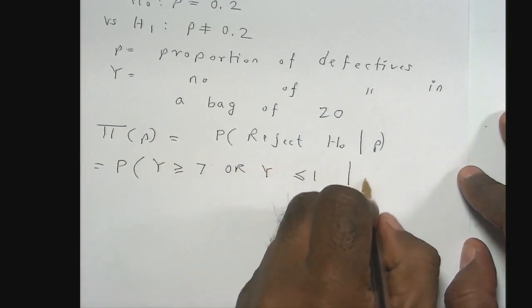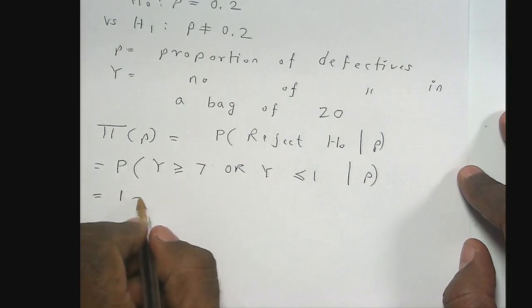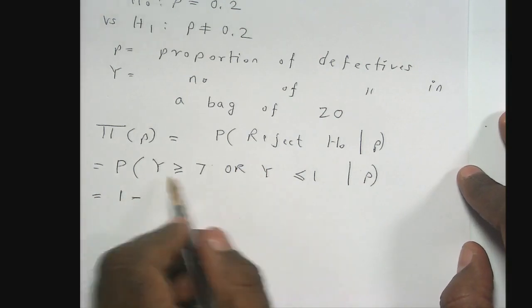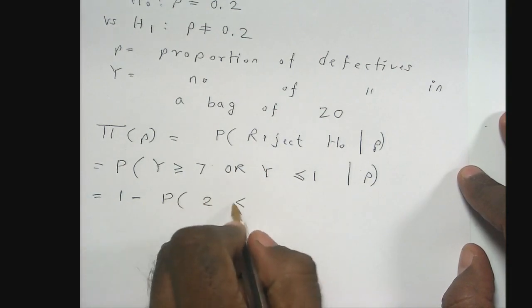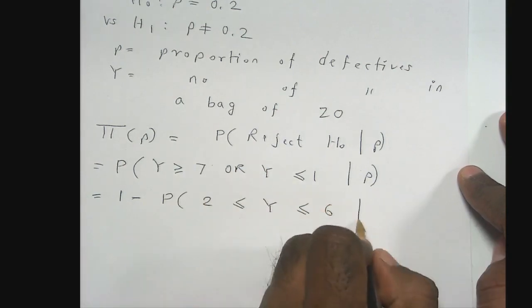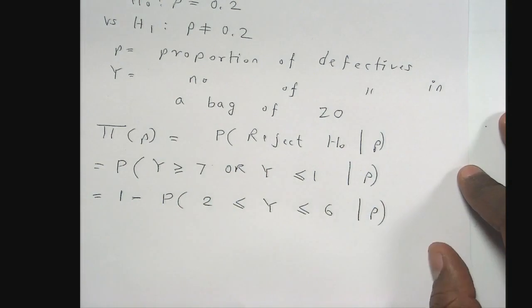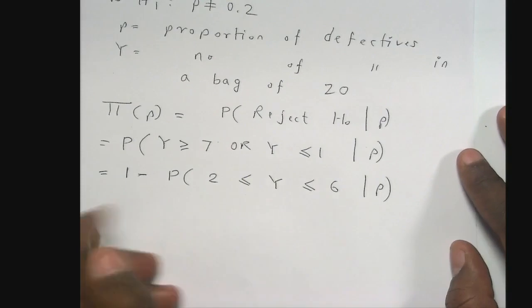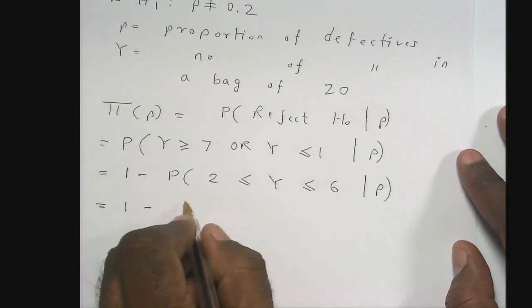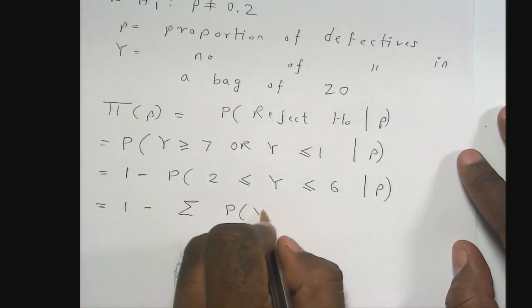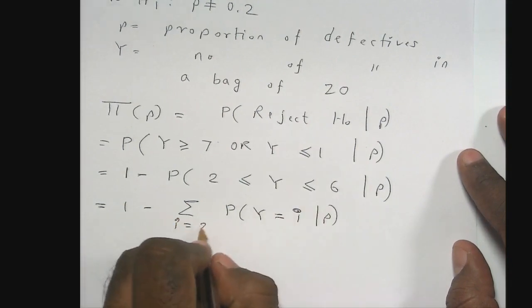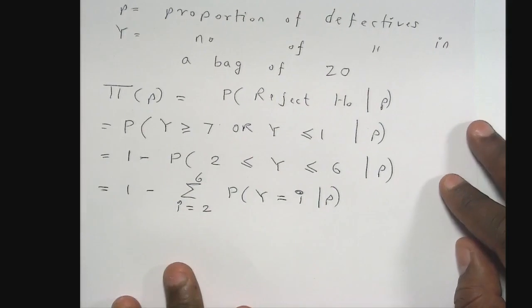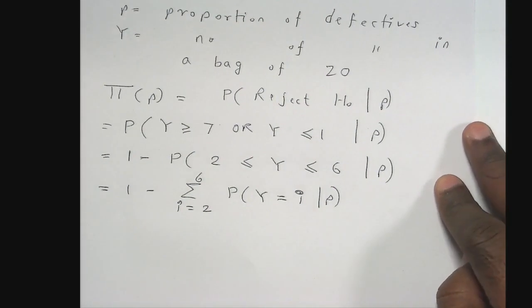Yeah. Now I'm going to use the complement rule. Now what's the complement of this, guys? The complement of this event is if Y is between 2 and 6. Right. Now if Y is between 2 and 6 guys, then Y can take the values from 2 to 6. Yeah. 2, 3, 4, 5, and 6.